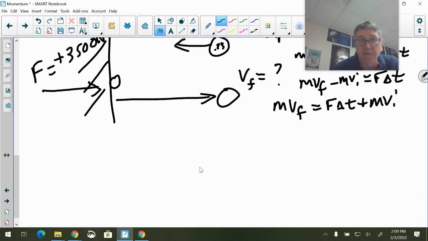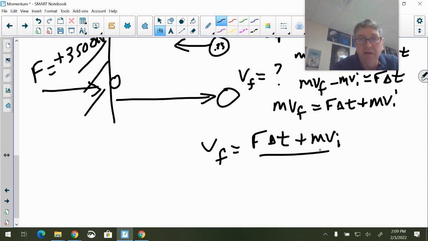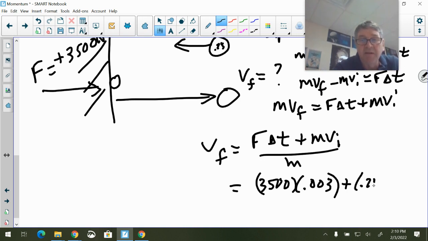And we're finally at the point where we can simplify the equation. We extend the page here a little bit. So I'm going to solve for vf equals F delta t plus m vi, all over m. Now when I put the numbers in, again, because the ball is bouncing off, it's going to go to the east. I expect this to be positive. So 3,500 is my force. My time in action on the ball was 0.003. My mass of the ball is 0.25. The initial velocity, again, was negative 25. That's important. And then again, my mass will be 0.25.